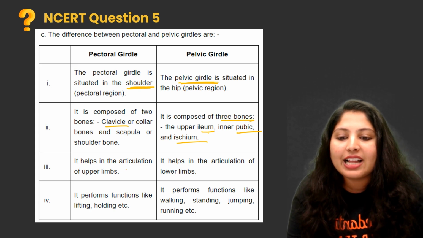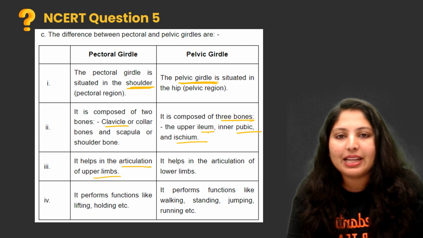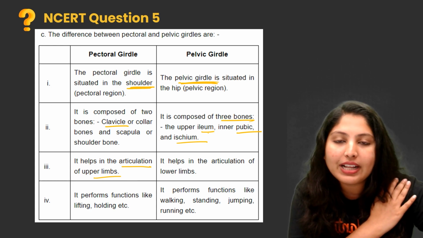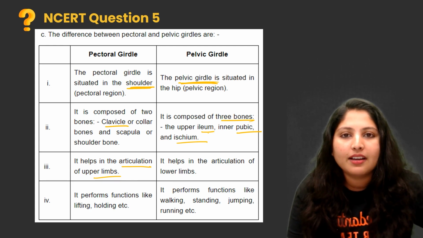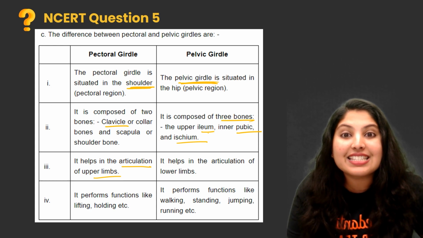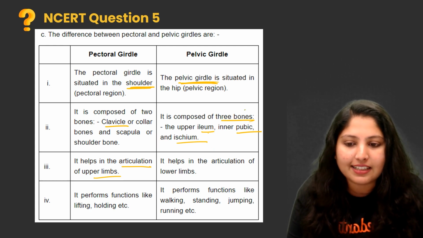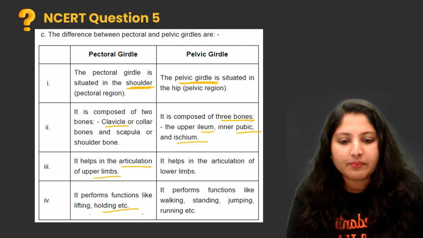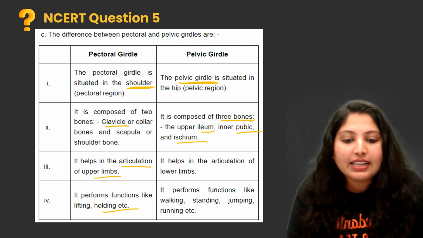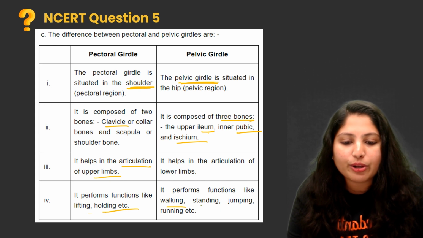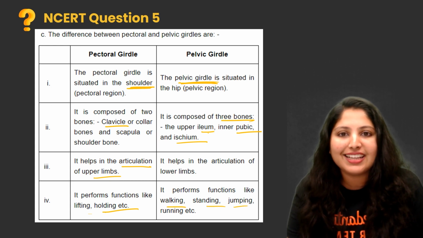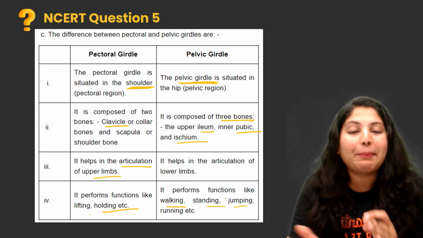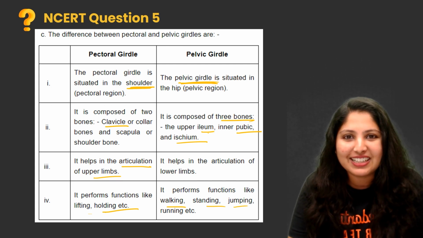It helps in articulation of the limbs. That means the upper limb is attached to the pectoral girdle, and the lower limb, that is our leg, is attached to the pelvic girdle. The pectoral girdle performs functions like lifting and holding, and the pelvic girdle helps in walking, standing, jumping, running, etc. So these are the differences between pectoral and pelvic girdle.